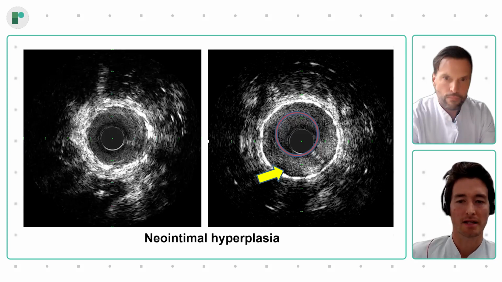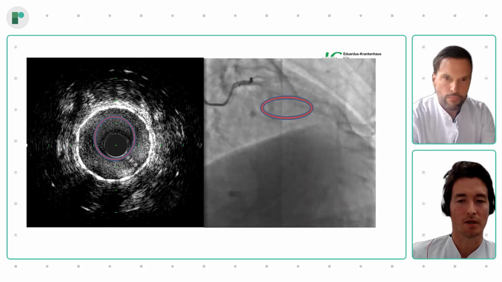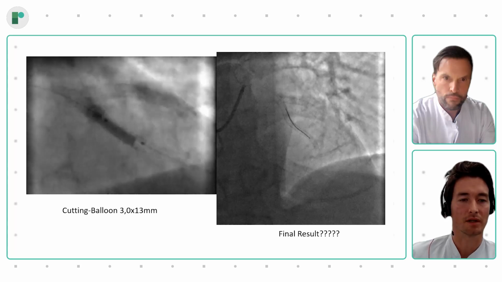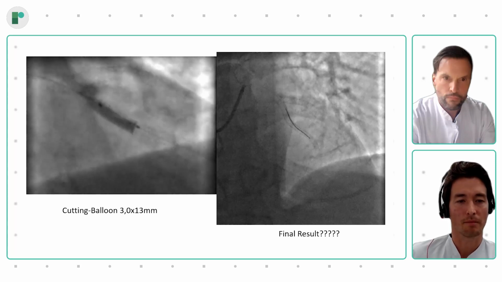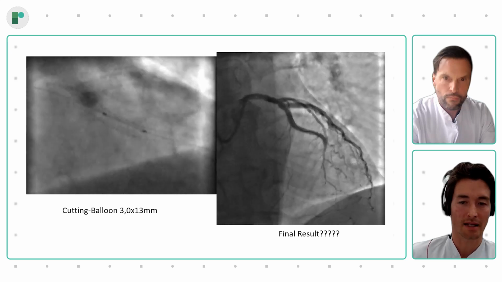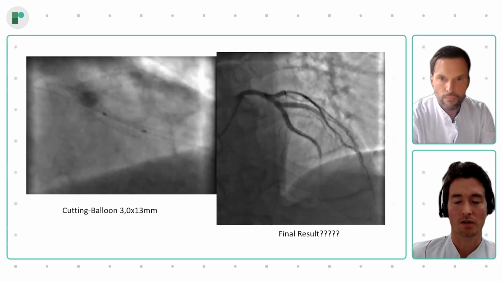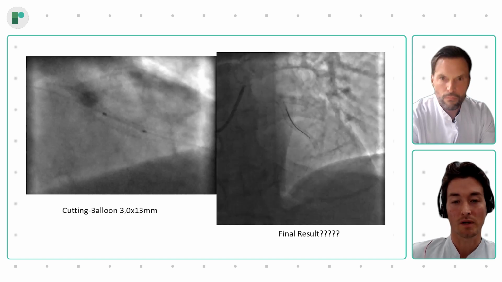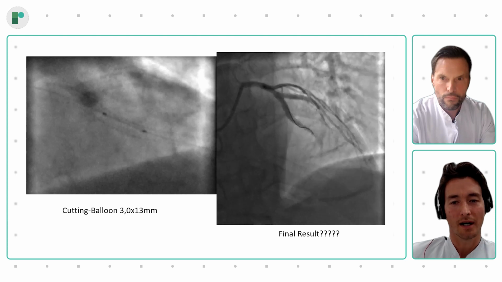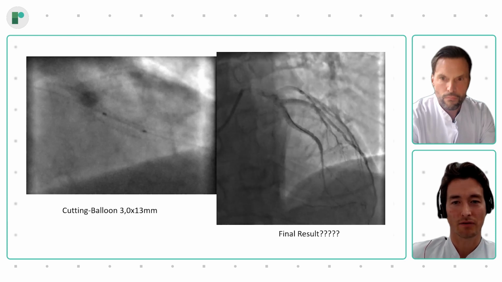And since an NC balloon didn't do its job, we then chose to proceed with a cutting balloon 3.0 by 13 millimeters. And then the final result after stenting, you could have probably also considered a DEB, was this, but then we were wondering, is this really the final result?